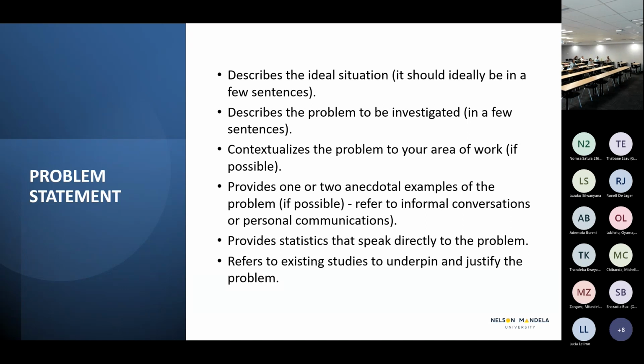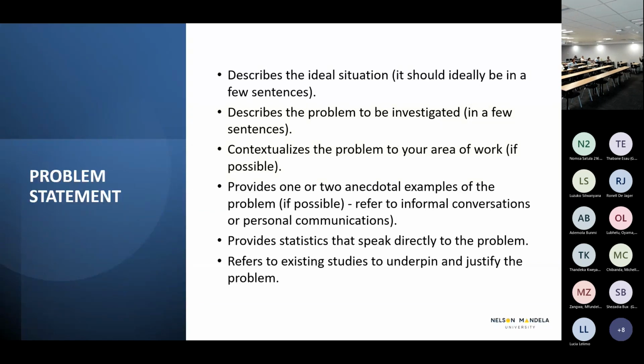So the problem describes the ideal situation. It should ideally be in a few sentences. It describes the problem to be investigated, also in a few sentences. It contextualizes the problem to your area of work. Provide one or two anecdotal examples of the problem.